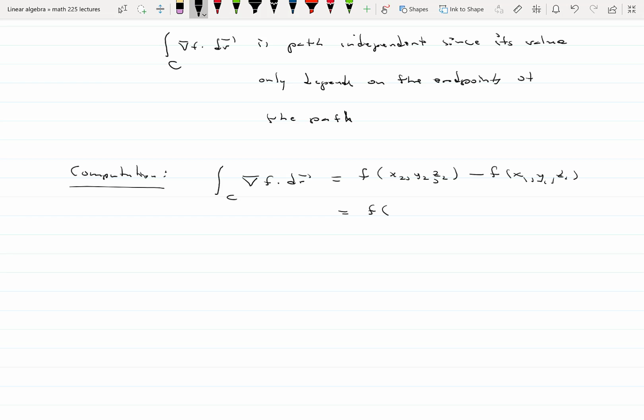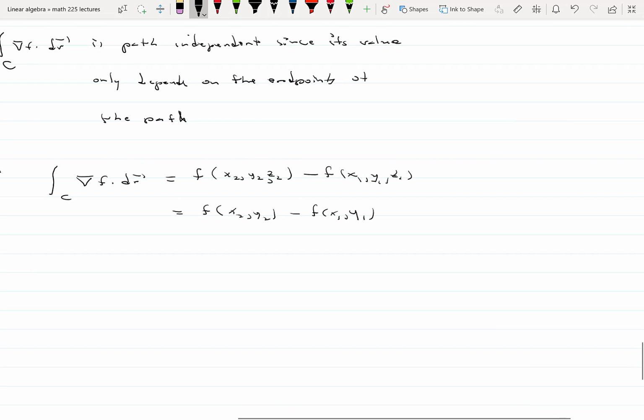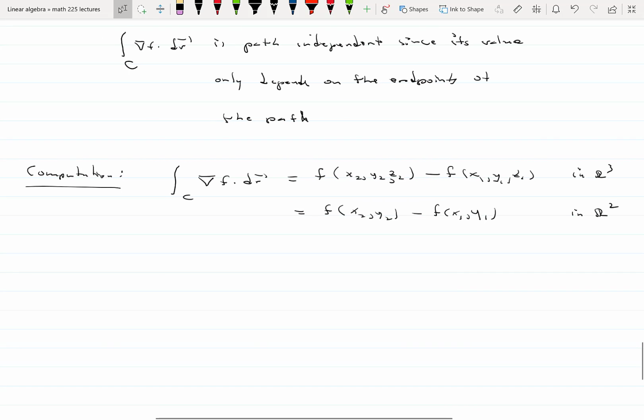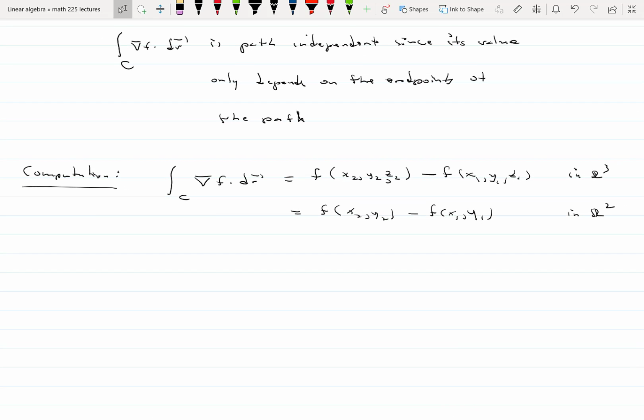In R2, it would be f of x2, y2, minus f of x1, y1. Okay, so this is in R3, and this is in R2. And this extends to higher dimensional spaces too. Yeah, this extends to higher dimensions. Okay. All right, now let's talk about the implications of this.